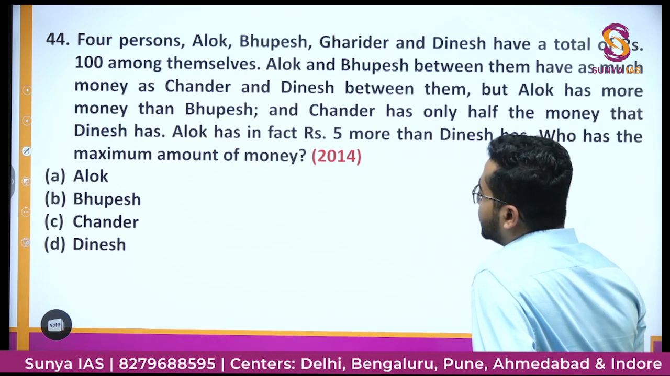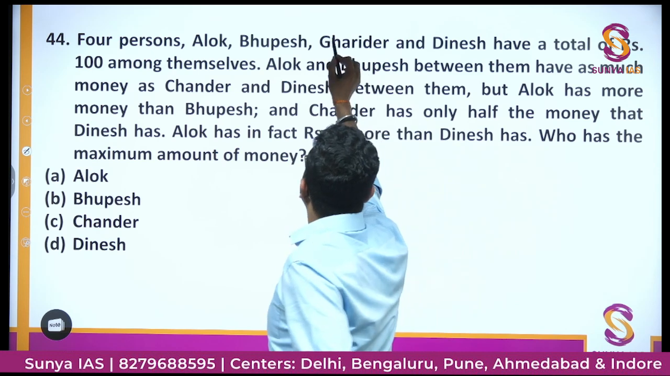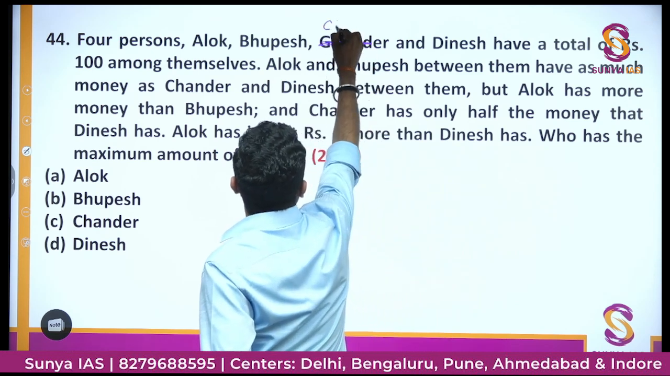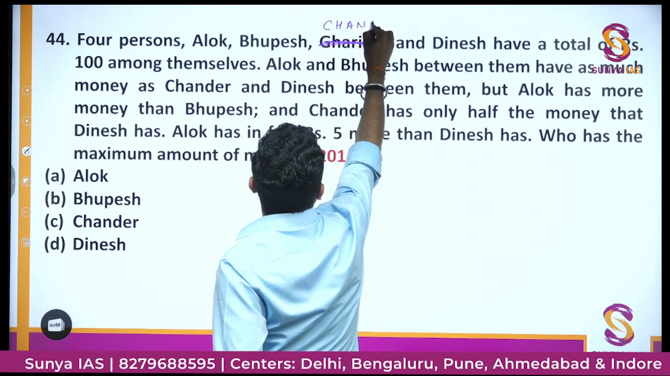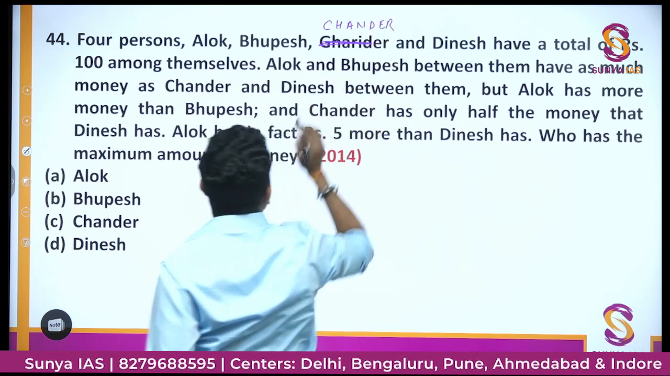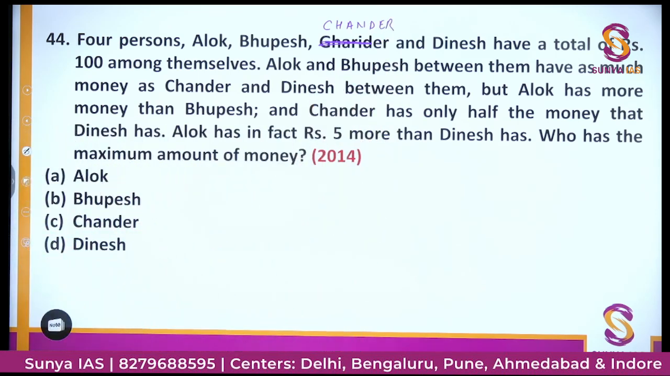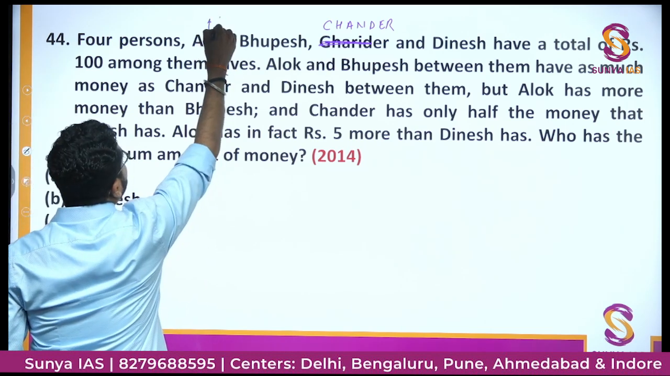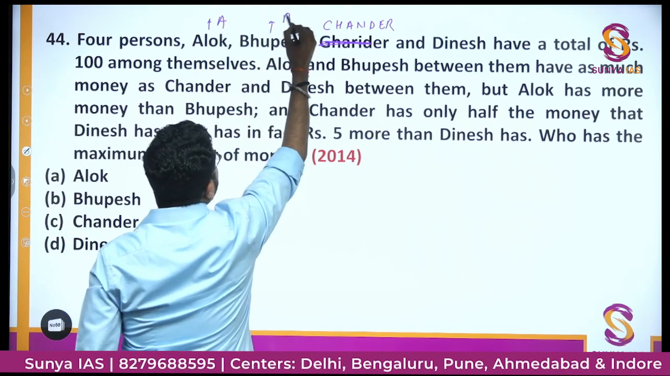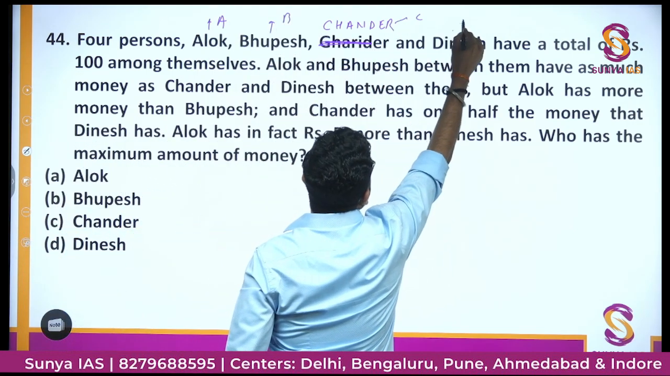So I think there is some mistake here. This is not Gharidhar, this is Chandar. Yes, there was a mistake in this question. There are 4 persons, Alok, Bhupesh, Chandar and Dinesh. They have a total of ₹100. So let's say the abbreviation is Alok is A, Bhupesh is B, Chandar is C and Dinesh is D.